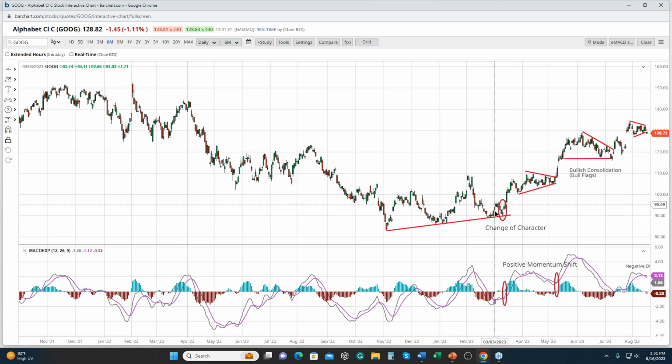Now we come to, again, this low right here, where we've had our change in character, right? We've made a new high, we've made two higher lows, and now we get that change in momentum, that positive momentum shift. This is where we want to start looking for these kinds of conditions, right? Now the market rallies higher.